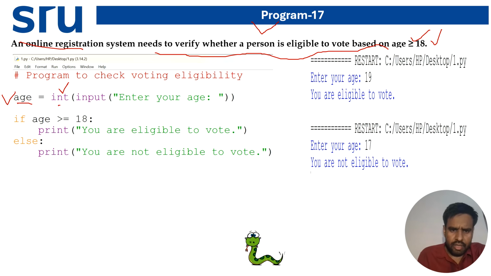Okay, so I'm taking int. Now I'm taking the input function to take the input from the user. Now I'm going to display the message, enter your age. Okay, two brackets I have taken, so I'm closing the two brackets. Now I'm giving the condition.